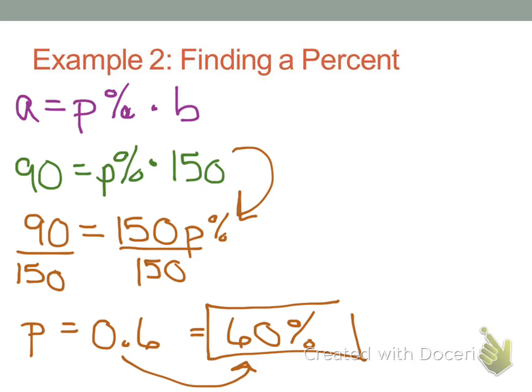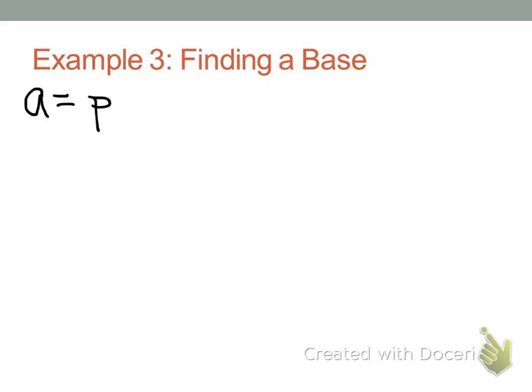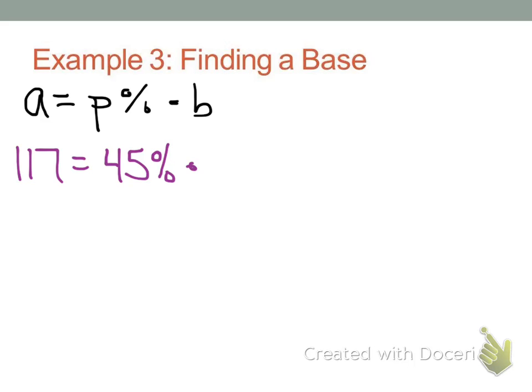All right, so now in example 3, we're just solving for a different part again. Example 3 says the number 117 is 45% of what number? I know I'm emphasizing that, but what do you think you're solving for? If it says of what number, what are you solving for? Of what number? You're solving for B. You don't know B. 117 is my is, so that goes in for A. I have a percentage, and I'm multiplying it by B.